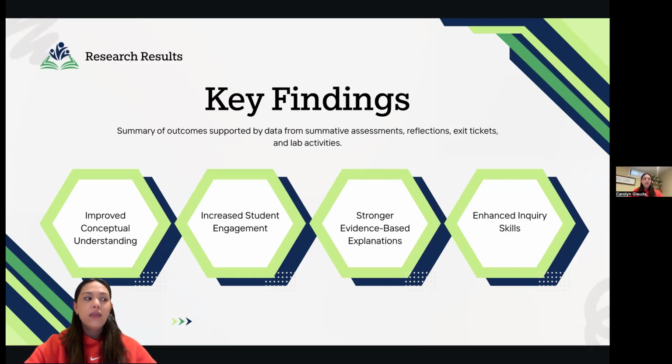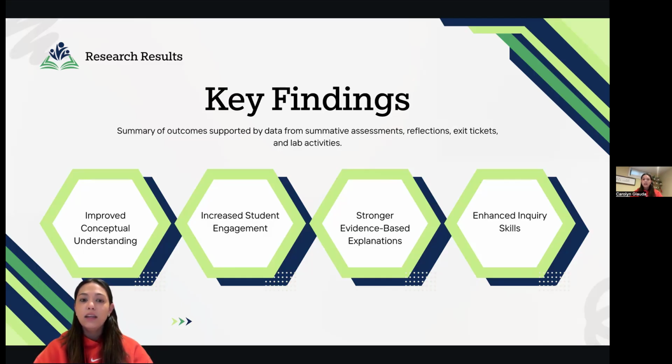Some key findings that I had were that through the assessments, reflections, exit tickets, and lab activities, I found that they influenced my understanding of both teaching and learning. It reinforced the importance of student-centered instruction and shows how interactive simulations can create opportunities for deeper inquiry, discussions, and conceptual understanding. My perspective shifted from viewing technology simply as an engagement tool to recognizing it as meaningful support for scientific reasoning and evidence-based learning when paired with intentional instruction.